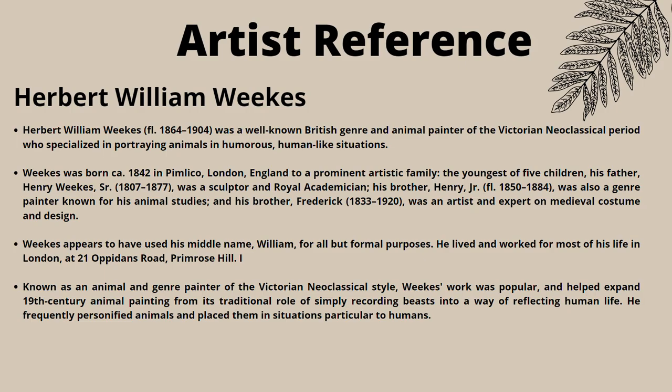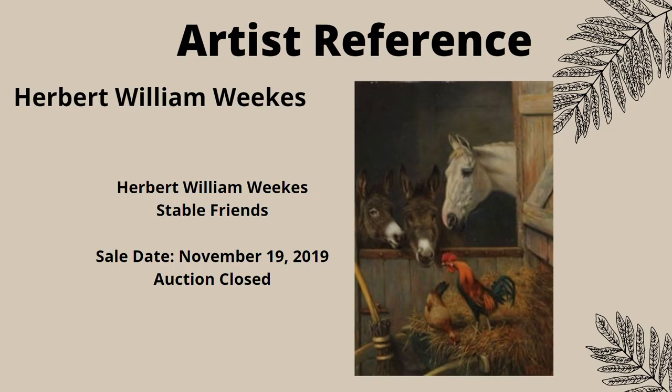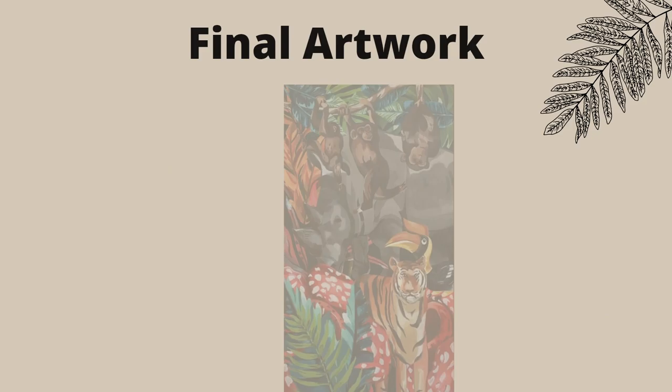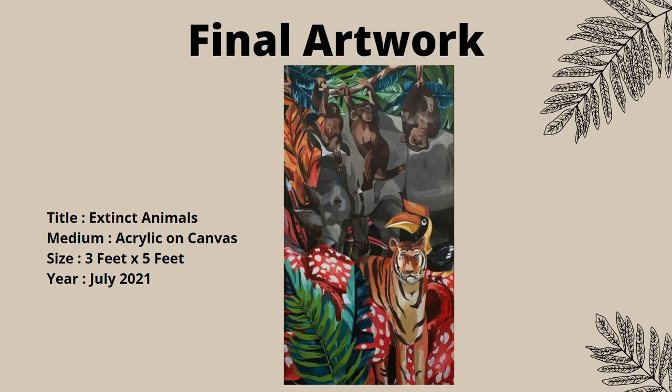And this is the Herbert William Wickes artwork, the title of which is Table Friends. This artwork was sold on November 19, 2019. And this is my final artwork. The title of my final artwork is Extinct Animal, as this animal has been increasingly extinct in the world, and the medium that I use is acrylic on canvas. The size of this painting is 3 feet by 5 feet, and it was done in July 2021.